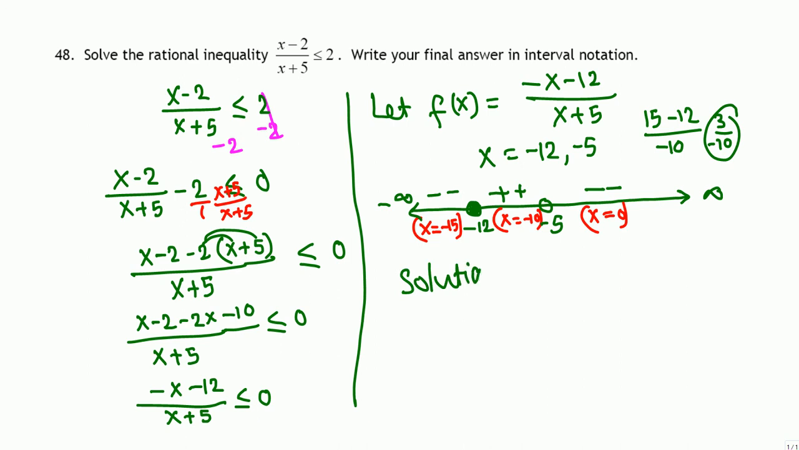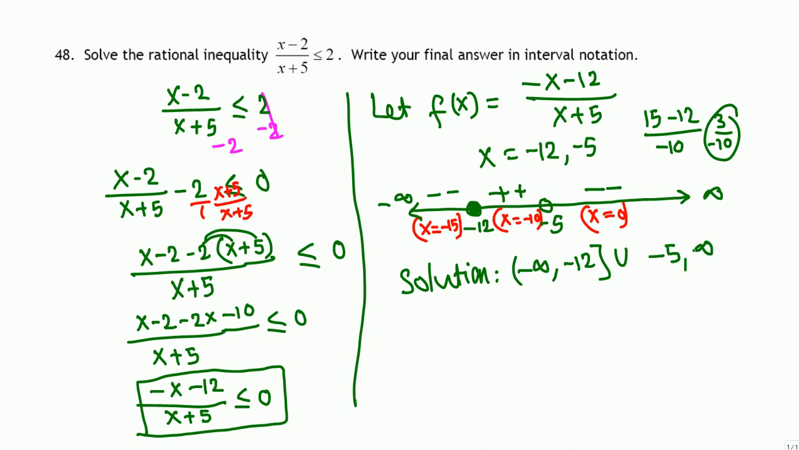Then the solution: we wanted this function f(x) to be less than or equal to 0, which means negative. Where is it negative? Here and here. So negative infinity all the way to −12, with a bracket at −12, union −5 through infinity, with a parenthesis at −5. We never include infinity or negative infinity, always write a parenthesis. Final answer.